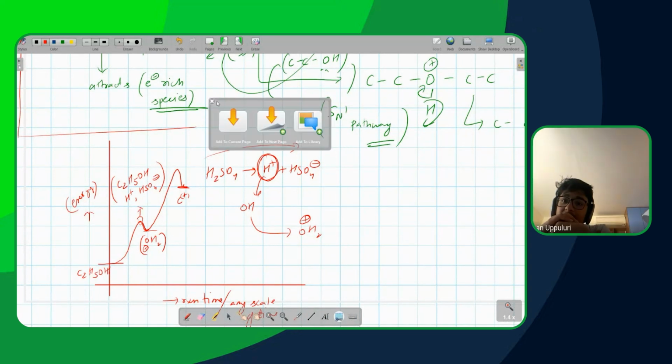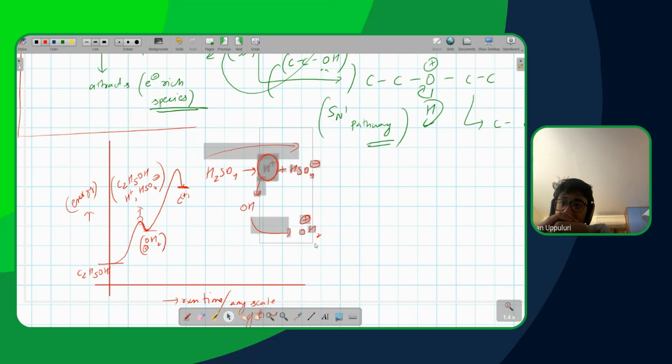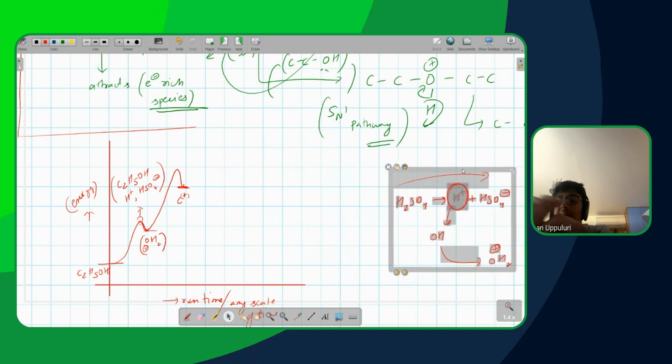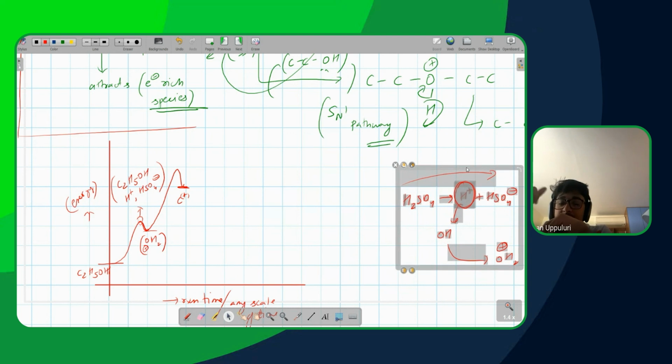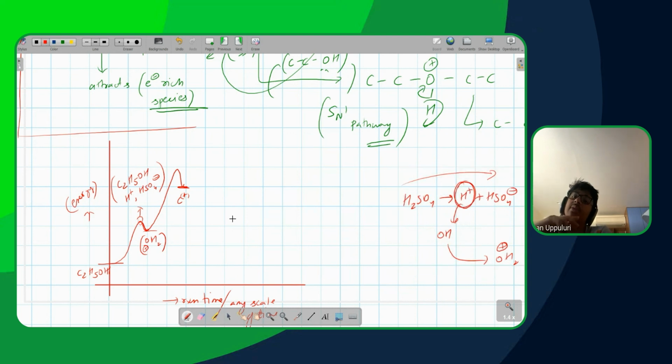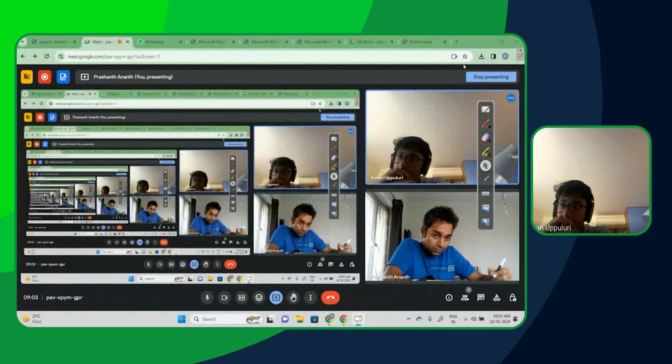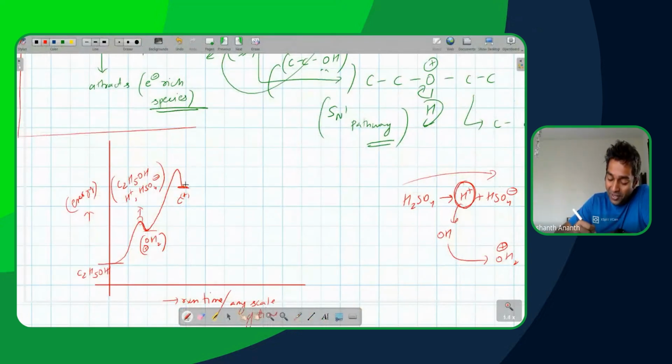Different colors. Okay, one second. I want to know how to cut this out. Removing H2O requires energy. That's why it's going up, right? Yeah, understood. Now, next step, what will happen here?